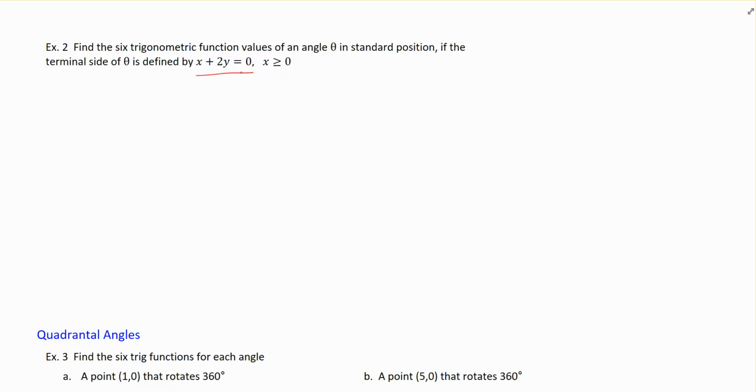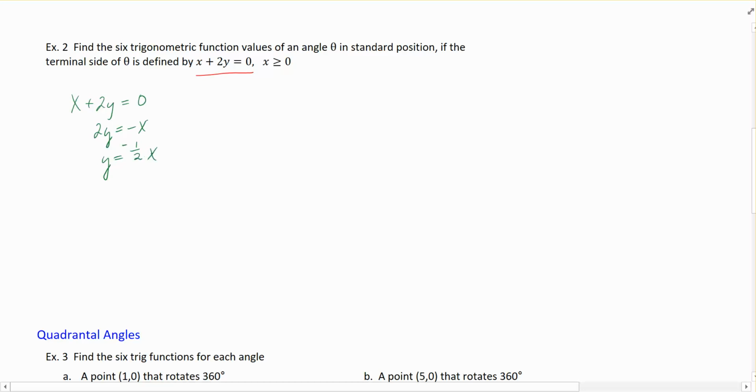So if I'm looking for the line, let's start by thinking about graphing this line. The easiest way to graph that is to put it in its slope-intercept form. So x plus 2y is equal to 0. I'm going to solve that equation for y by subtracting x from both sides. So 2y is equal to negative x. Divide both sides by 2, and I find out y is equal to negative 1/2 x.